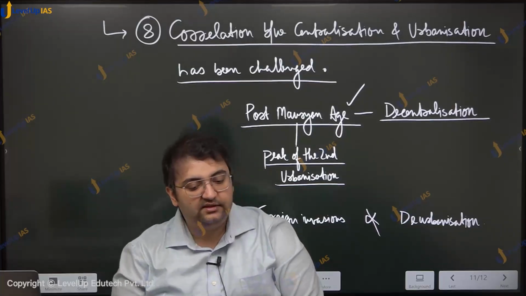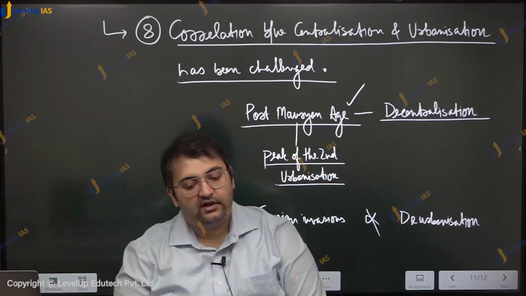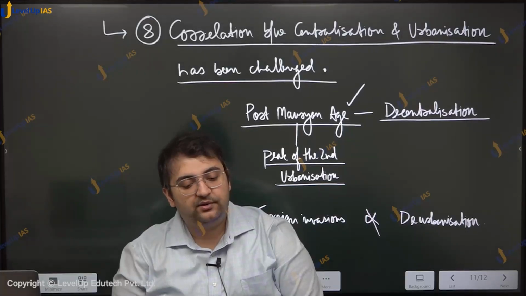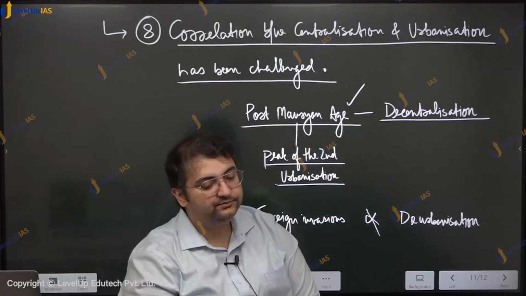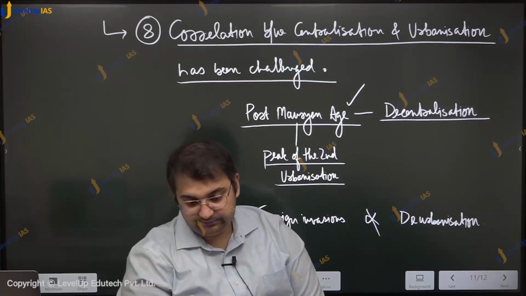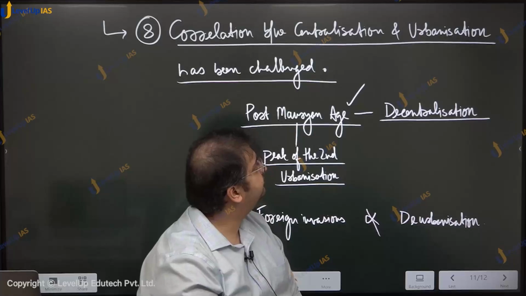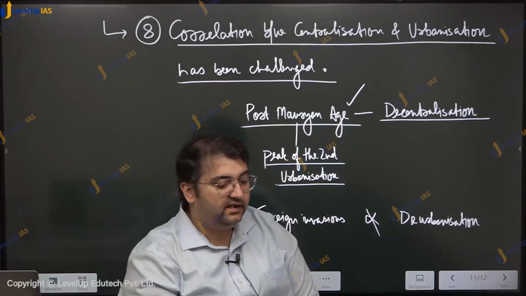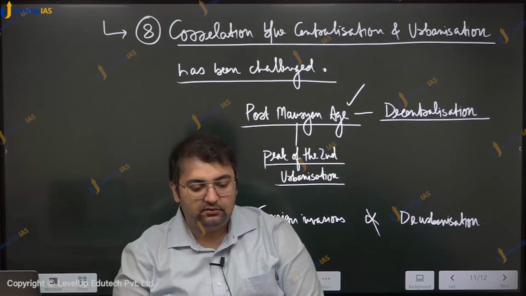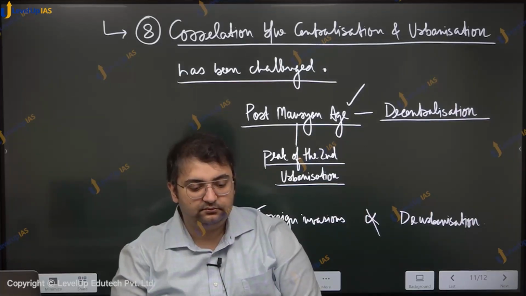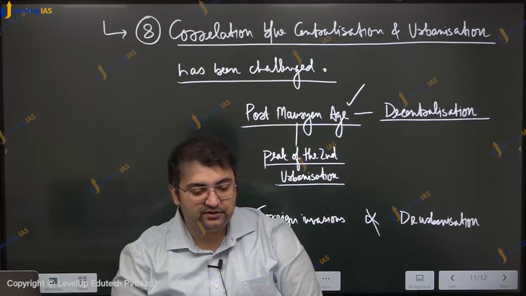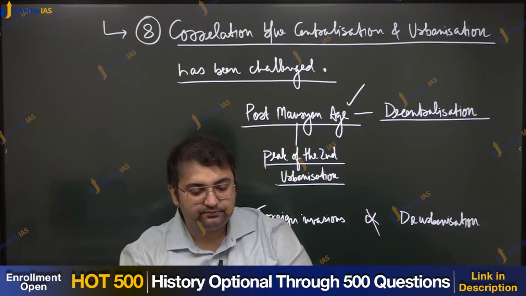Recent historiography has also debunked the correlation made by Marxist historians between political decentralization/feudalism and deurbanization. Stop. Subpoint.